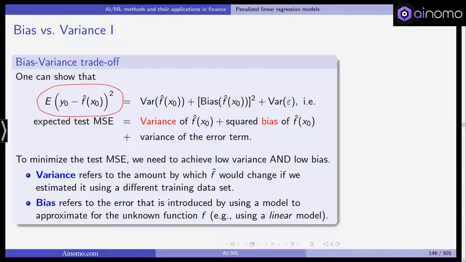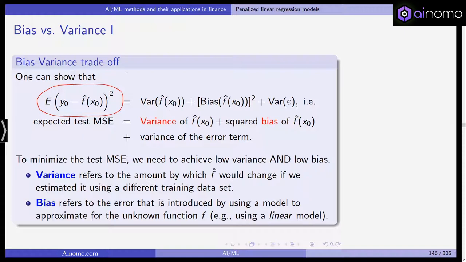We cannot do too much about the variance of the error term, but we can see that we have the variance of our fitted model at the test data plus the bias. Now, to minimize the test mean squared error on the left hand side, we have two levers. The first one is variance. It refers to the amount by which our estimated function f hat would change if we estimated it using a different training data set.